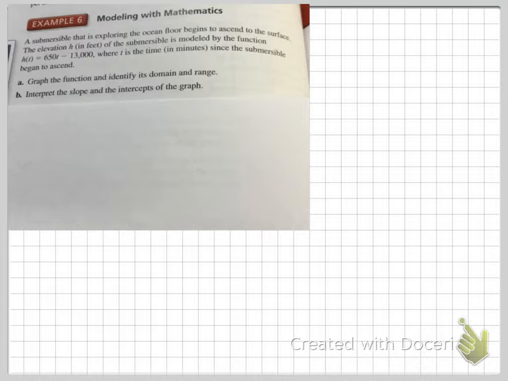So let's start. The first part says, a submersible that is exploring the ocean floor begins to ascend to the surface. The elevation h in feet of the submersible is modeled by the function h of t equals 650t minus 13,000, where t is time in minutes. So t is time in minutes, and h of t represents the elevation, or the height.